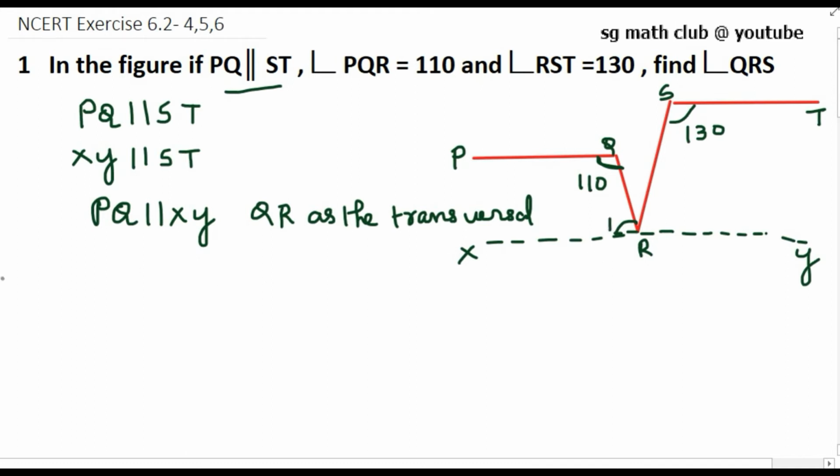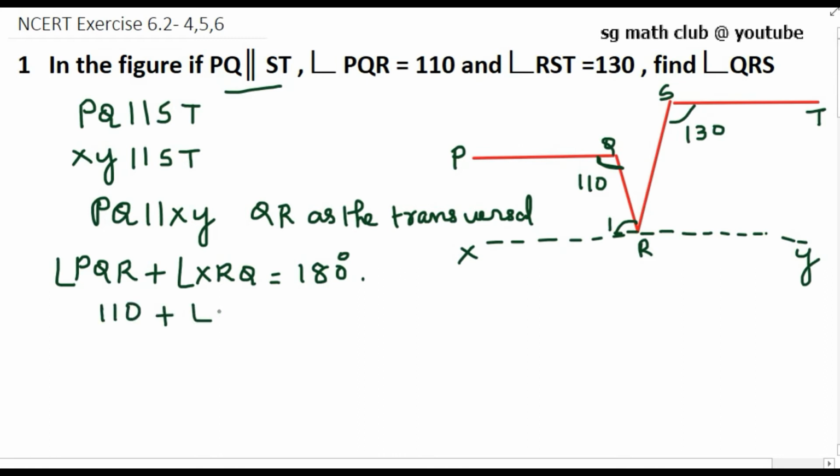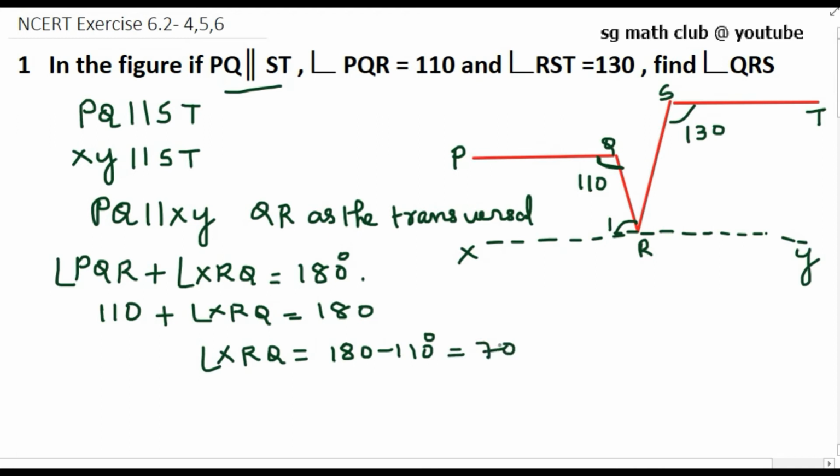Let me name this as 1, or I can write the name also, angle PQR plus angle XRQ. This is equal to 180 degrees because interior angles on the same side of the transversal are supplementary. So 110 degrees plus XRQ is equal to 180 degrees. Angle XRQ is 180 minus 110 degrees, which is equal to 70 degrees. Now in the same way, I will find this angle also.